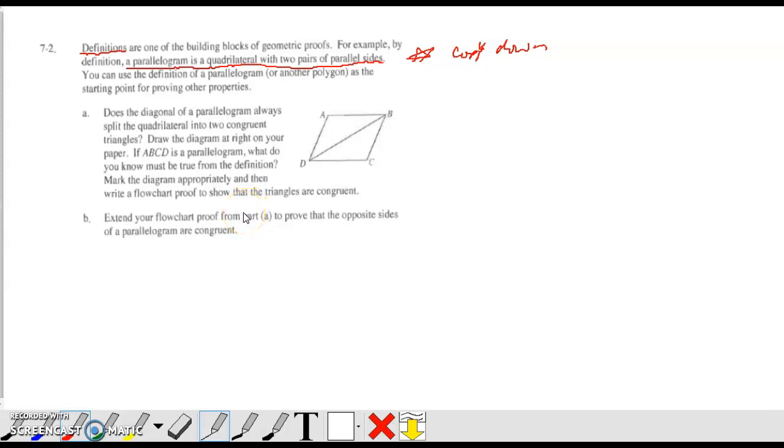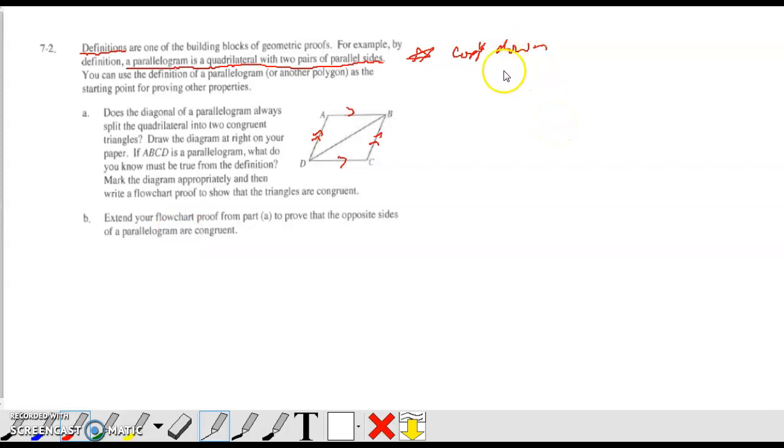So let's think of what we know. Okay, I know that this is a parallelogram. What do I know about the parallelogram? I know that it has two pairs of parallel sides. So this side is going to be parallel to that side, and this side is going to be parallel to that side. So I'm going to make a flow chart, right? Let's jump to part B and create a flow chart.